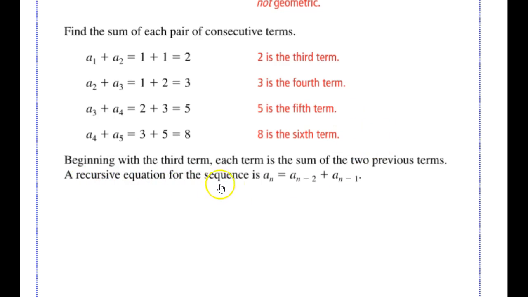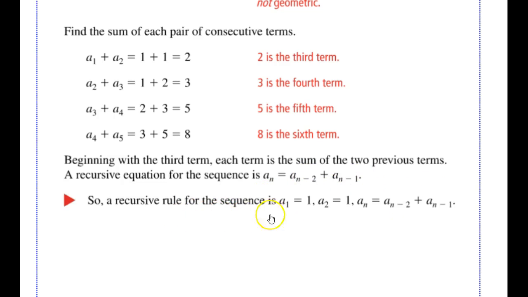So a recursive equation for this sequence is something like this, right? I find my new number: a sub n equals a sub n minus 2 plus a sub n minus 1. So this tells me that I take the term that's right to the left of me and the term that's to the left of it, and I add those 2 together to get my new term. So that's my recursive rule.